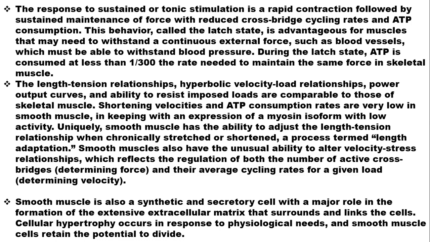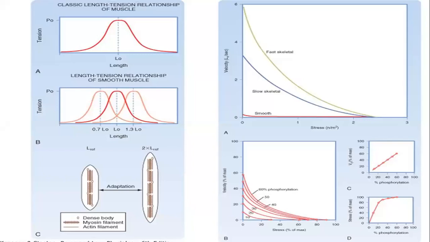Smooth muscle is also a synthetic and secretory cell with a major role in formation of the extensive extracellular matrix that surrounds and links the cells. Cellular hypertrophy occurs in response to physiological needs, and smooth muscles can retain the potential to divide. So here in this picture, you can see the process of length adaptation.